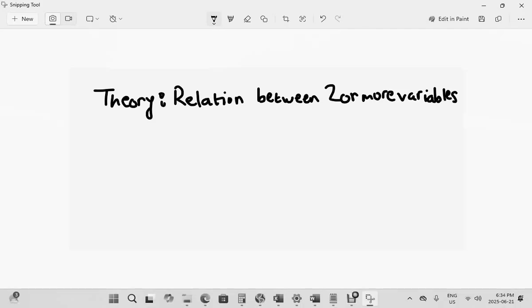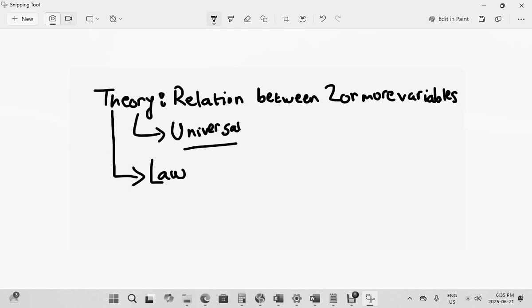Now because a theory is basically something that has been proven, we know that this theory is also universally accepted. So universal. And because this is a universally accepted theory, once people start standardizing their business models based on this theory, and people start accepting this theory as a fact, it becomes sort of like a law, just like your legal system.